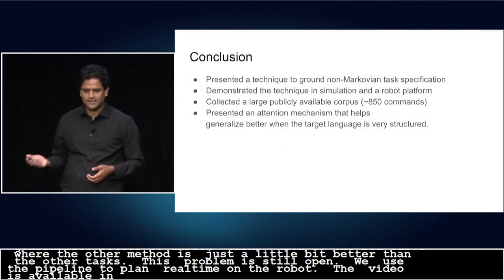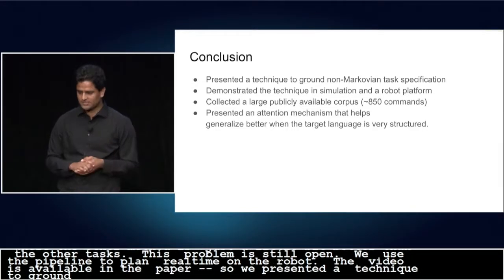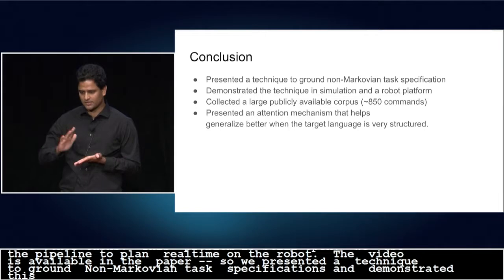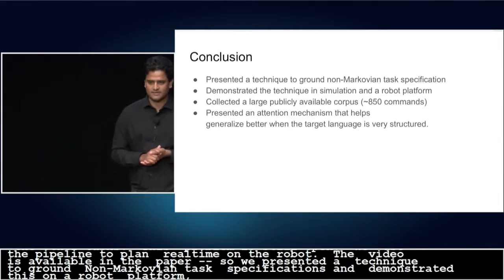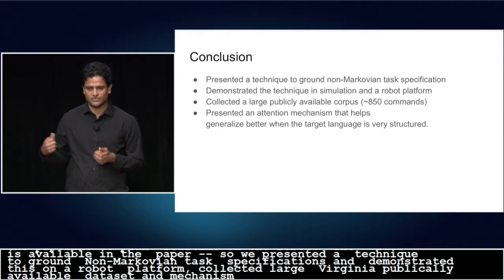So we presented a technique to ground non-Markovian task specifications. We demonstrated this technique in simulation and on a robot platform. We collected a large publicly available data set, and we presented an attention mechanism that allows us to generalize better when the target language is rigid.